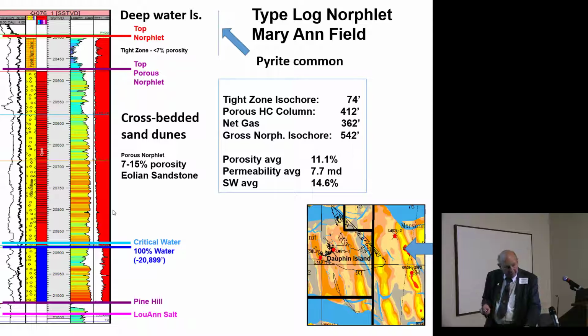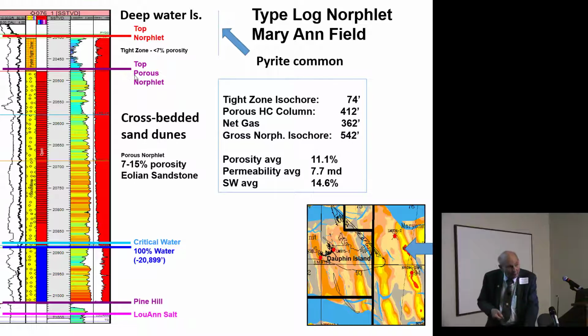The good news, the bad news is it's got a significant portion of H2S. And so they had to be very careful since this is right opposite Mobile Bay. There's a big city nearby, so you don't want to blow out an H2S well. But they finally got permission to do it. And here's the top of the porous Norphlet, and they've got a little bit of Norphlet up here.